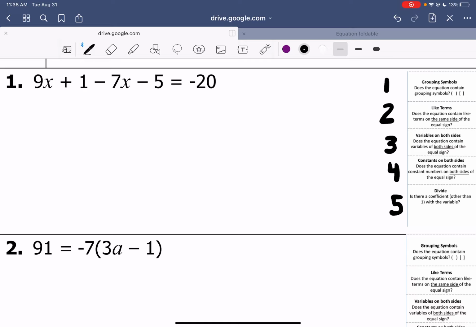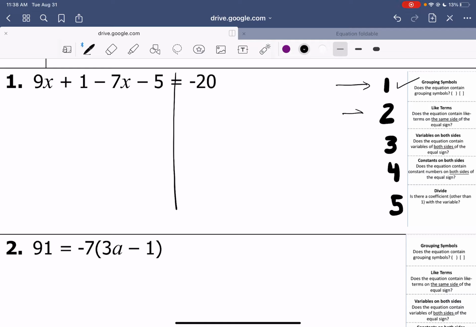So our first equation, 9x plus 1 minus 7x minus 5 equals negative 20. I'm going to start by drawing a line down my equal sign just to separate my two sides, and I'm going to ask myself these questions over to the side. I see that I don't have any grouping symbols, so I'm not going to have to use the distributive property, so we're already good on number 1.